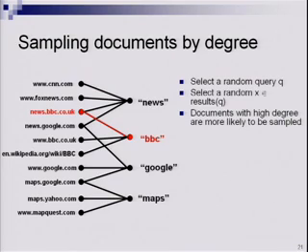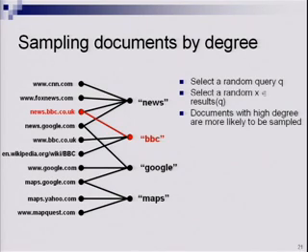And then you just output that as the sample. Well, you could see that indeed documents with high degree have higher probability to be selected, simply because they match many more queries. However, what we get here is not exactly the degree distribution.